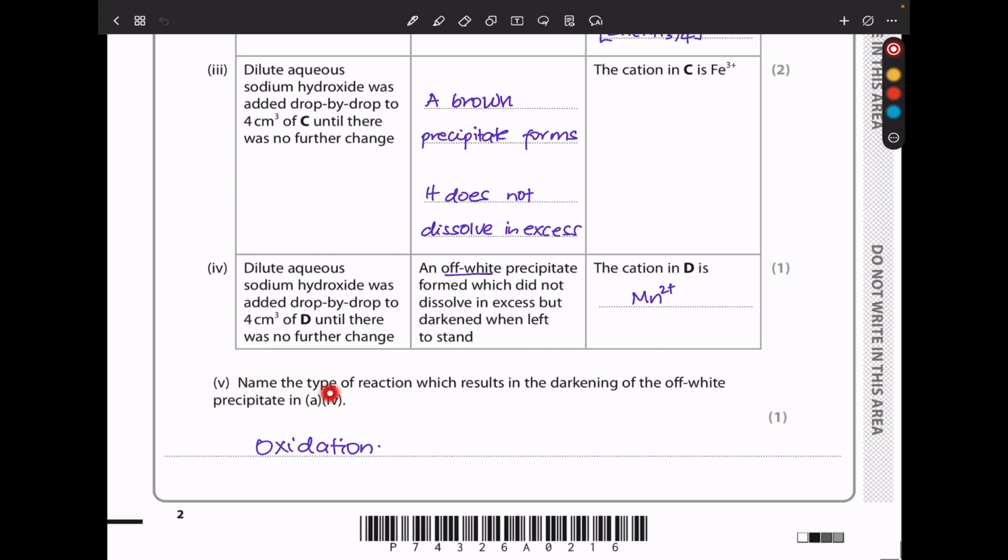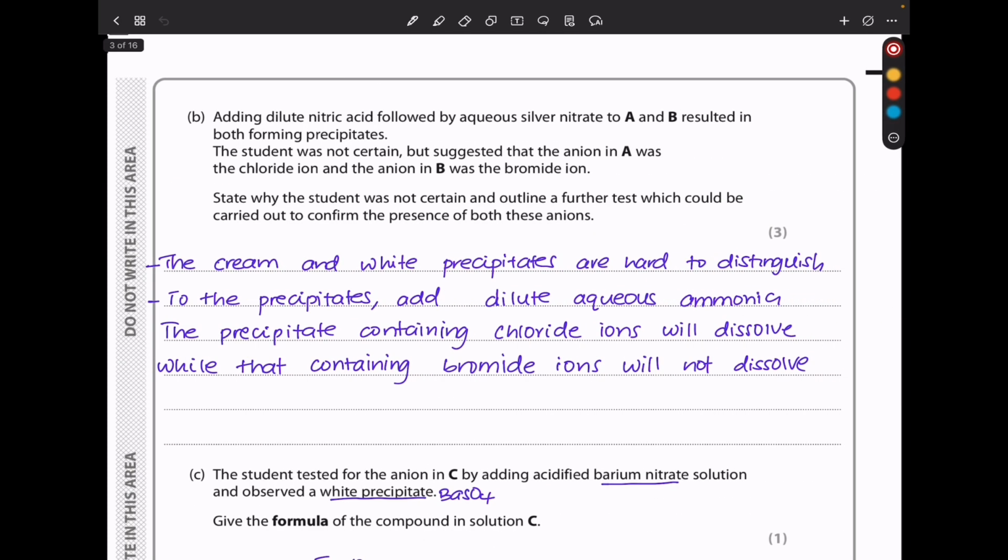And next they say name the type of reaction which results in the darkening of the off-white precipitate. This is going to be oxidation. The oxygen in the air is causing the oxidation reaction.